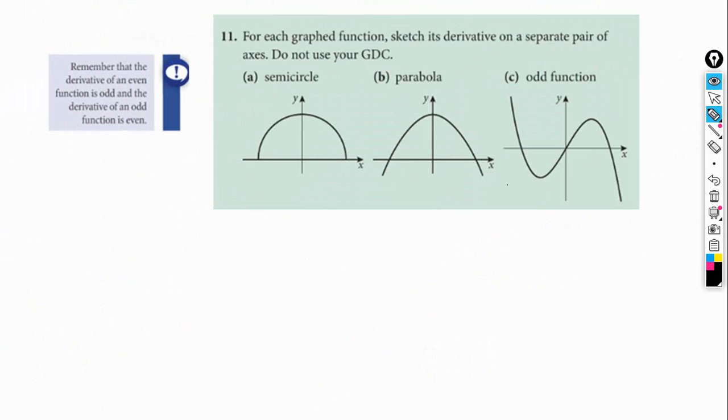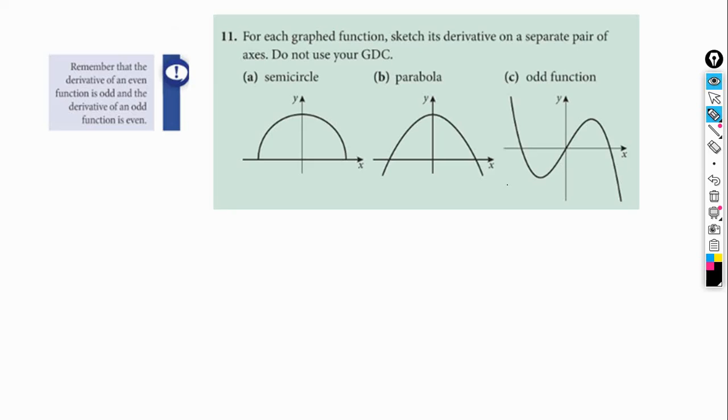So finally, here we are in question number 11, and it says, for each graph function, sketch its derivative on a separate pair of axes. Do not use your GDC. So here they specify not to use the GDC. In all the previous questions, we were allowed to use the GDC. Remember, you can use the GDC unless otherwise specified.